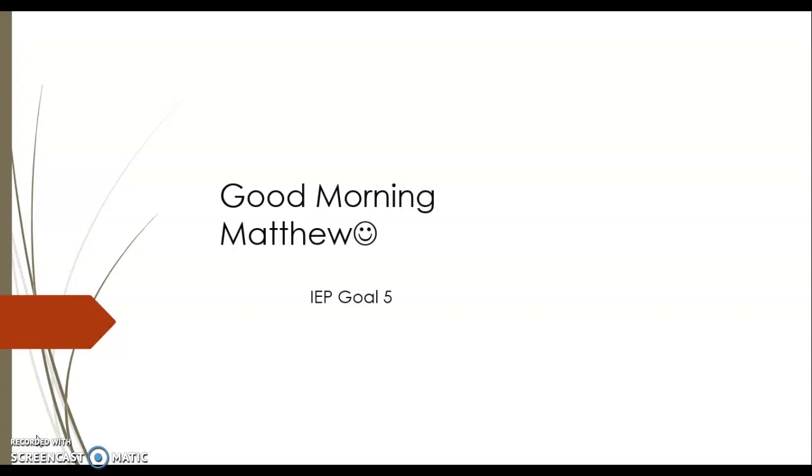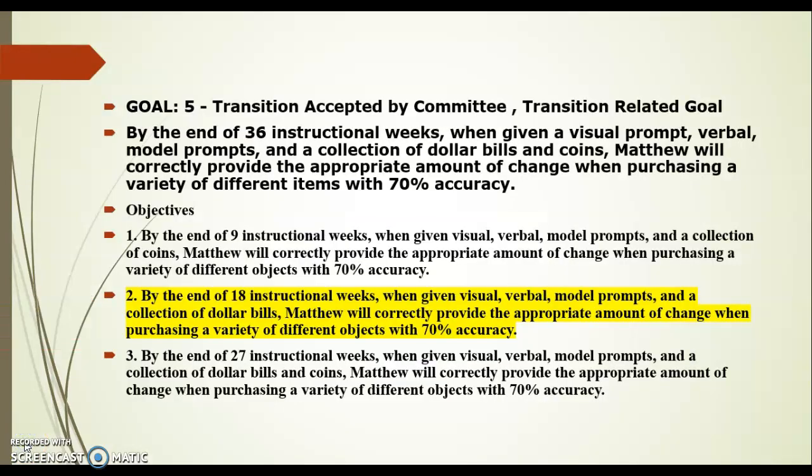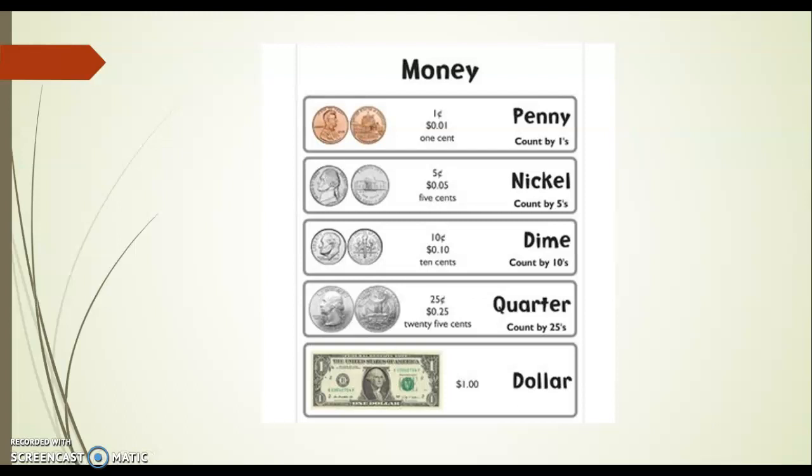So the goal we're going to go over today is goal number 5. And for goal number 5, Matthew, we are going to talk about providing the appropriate amount of change when purchasing different objects. So here we have our money anchor chart, and it is showing us what each coin is worth and their name. So this right here, we know is a penny and it is worth 1 cent.